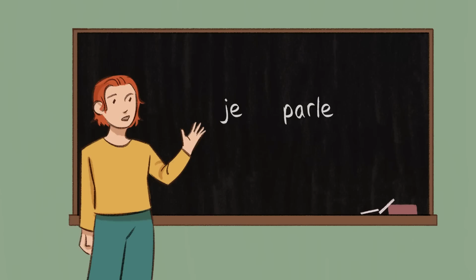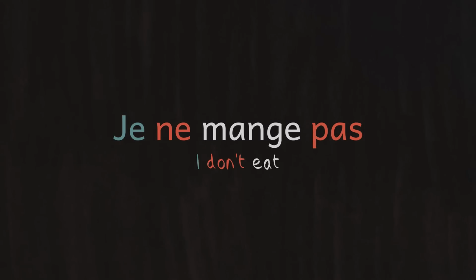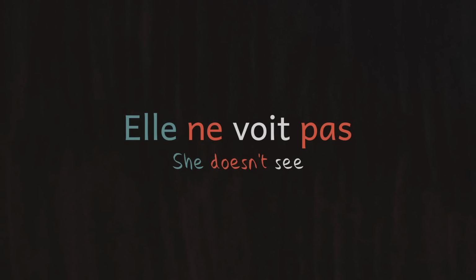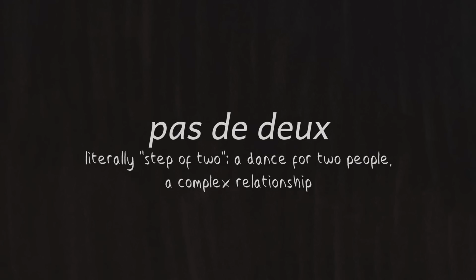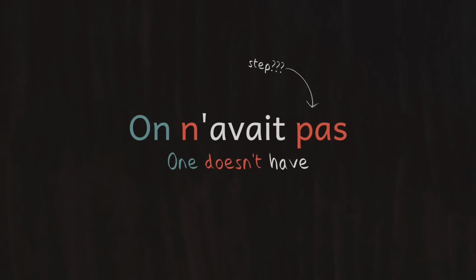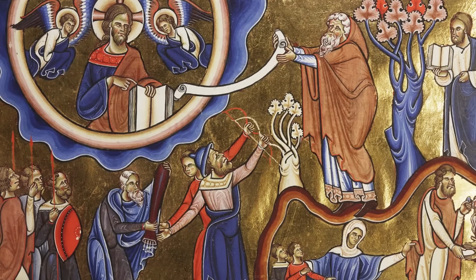If you've ever been taught French, you'll have been taught that there are two parts to negation. The ne that goes before the verb, and the pas that goes after. Je ne mange pas, I don't eat. Elle ne voit pas, she doesn't see. On n'avait pas, one doesn't have. But, pas. That's the same pas as in faux pas or pas de deux. That means step. What's that doing there? We're gonna have to look at Old French to find out.